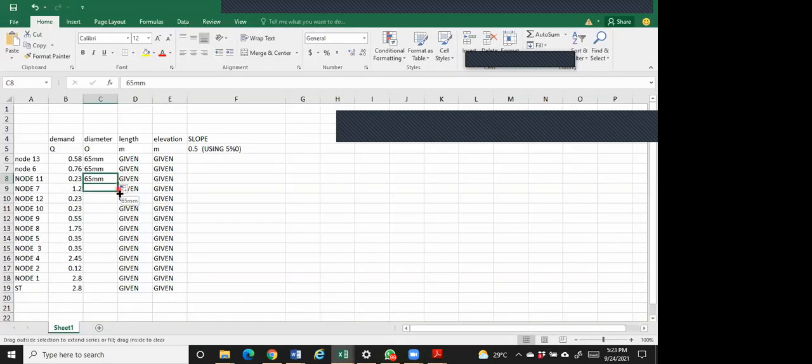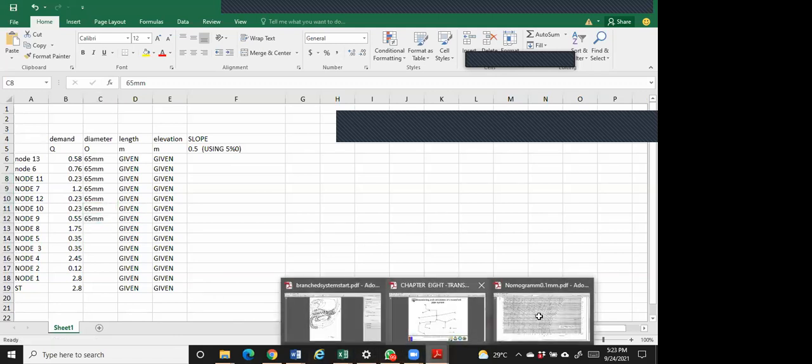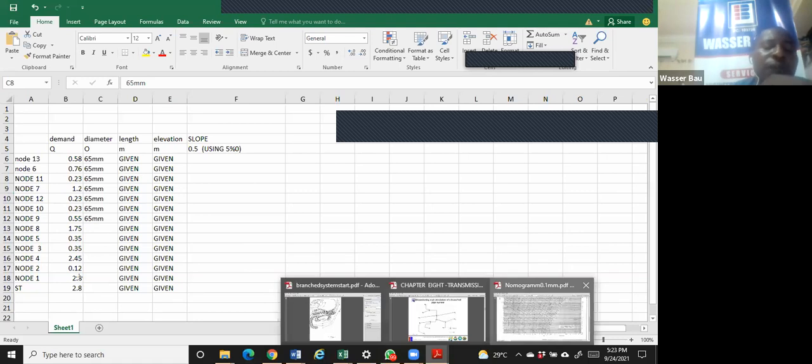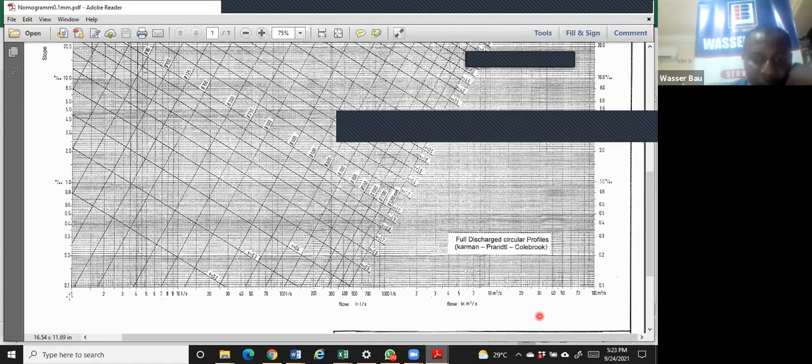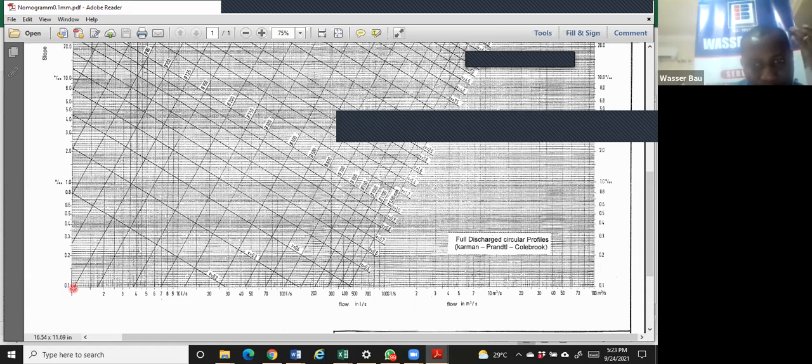So I don't know how you got this 65. I'm just opening up my eyes and trying to get it. Okay, let me do it again. For the ones that are less than 0.1 liter per second, we assumed 1 as the minimum acceptable based on standard. So I will now read 1 against the slope of 0.5.